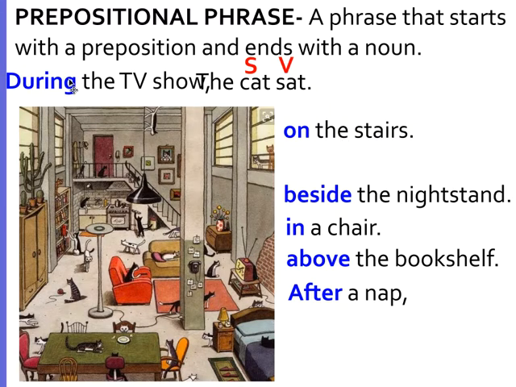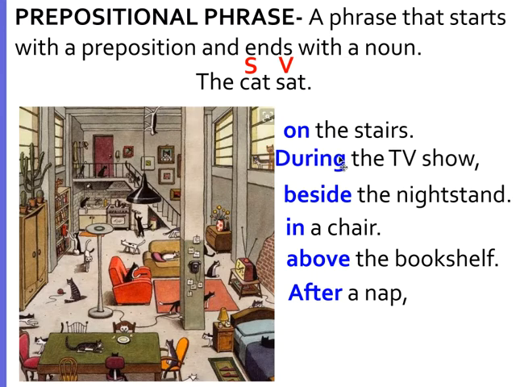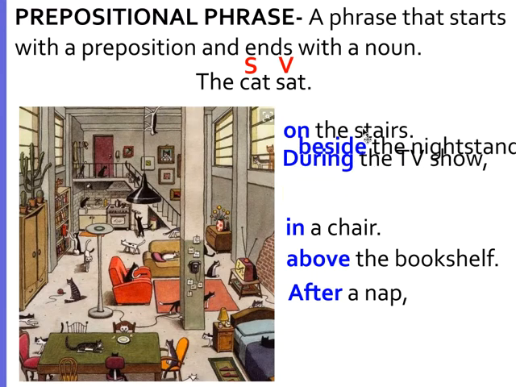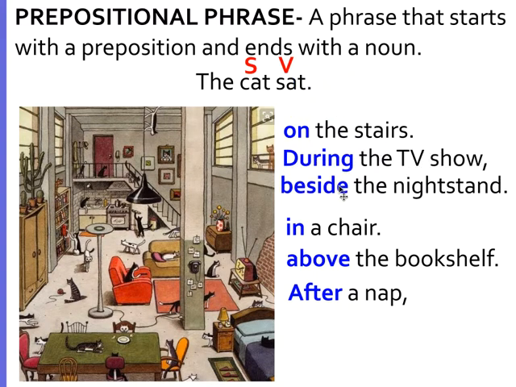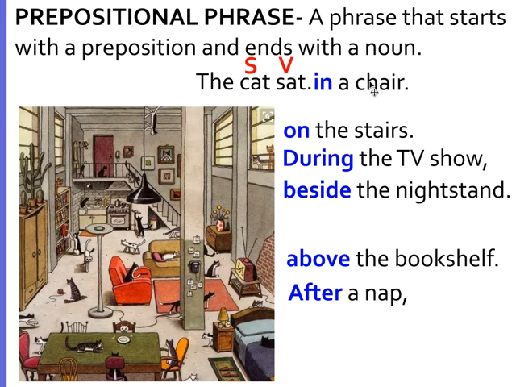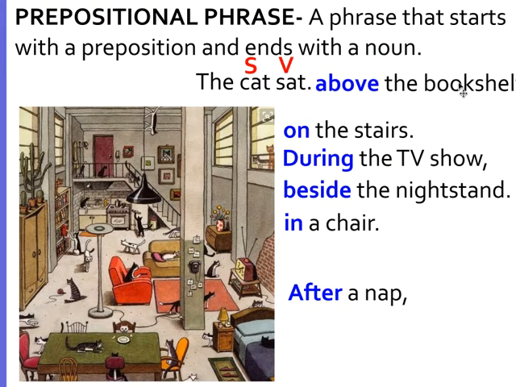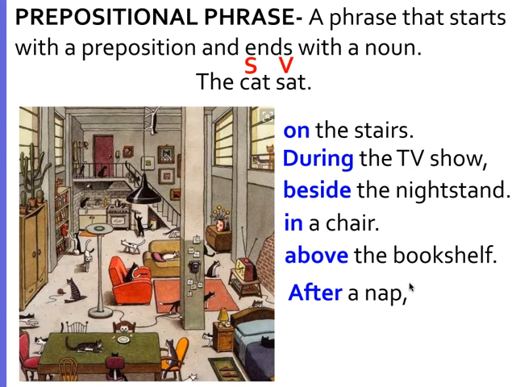During the TV show, the cat sat. During is my preposition. The cat sat beside the nightstand. Beside is my preposition. The cat sat in the chair, or in the chair the cat sat. The cat sat above the bookshelf. Or after a nap, the cat sat. So I can use prepositions to add all kinds of description to my sentence, to my writing.